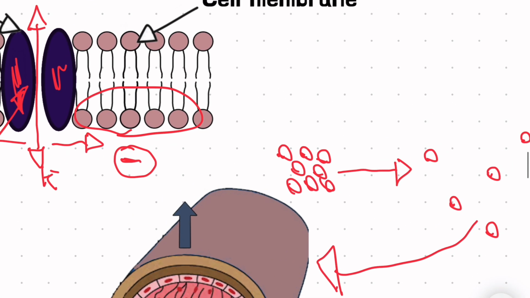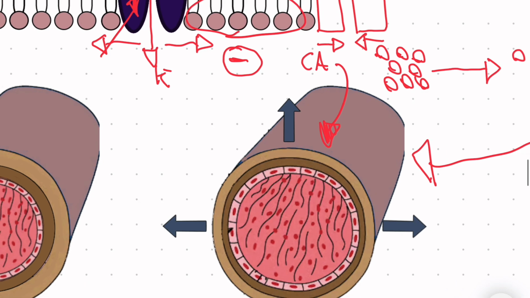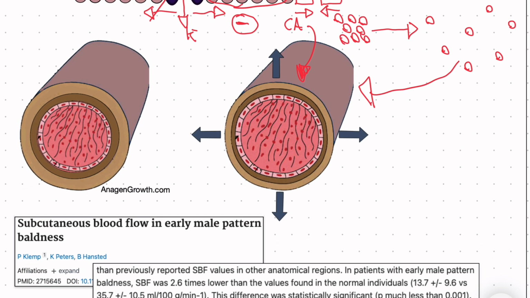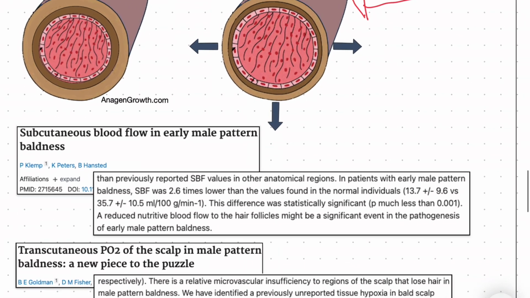It's also worth mentioning that there's another type of channel called voltage-gated calcium ion channels, which actually close when the cell becomes hyperpolarized. So there's a reduced influx of calcium ions into the cell, which once again just leads to vasodilation. Okay, so minoxidil causes vasodilation, but why does this matter?